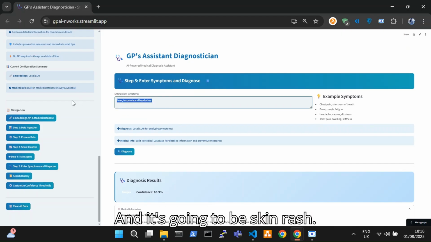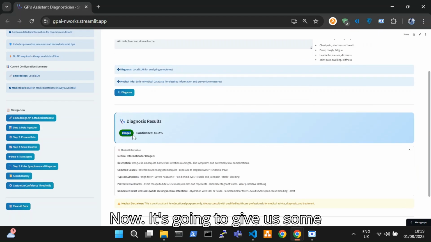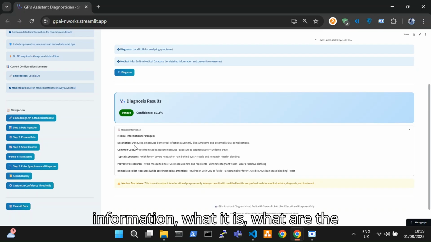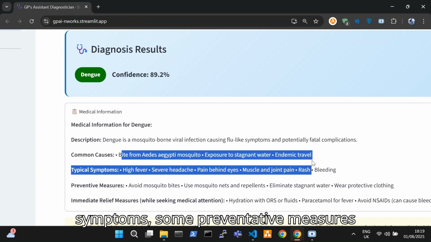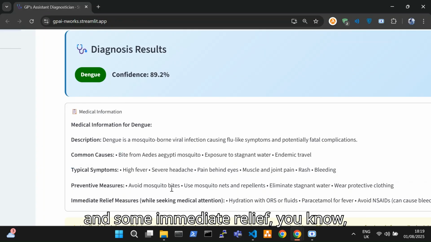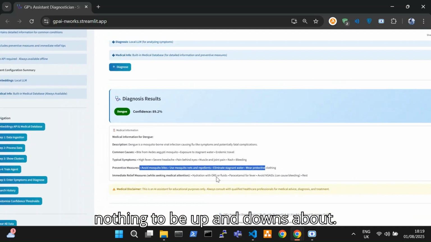And this is going to be skin rash, fever, and, okay, what can we say? Stomach ache. Again, dengue fever. Now, it's going to give us some information: what it is, what the common causes are, what the typical symptoms are, some preventative measures, and some immediate relief. Nothing to be up in arms about.